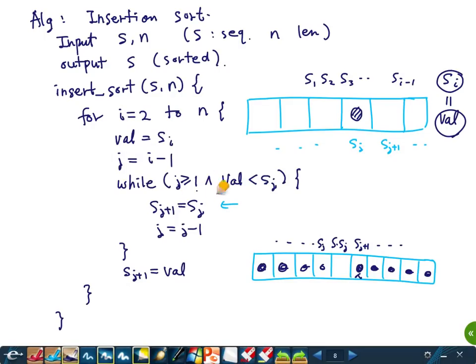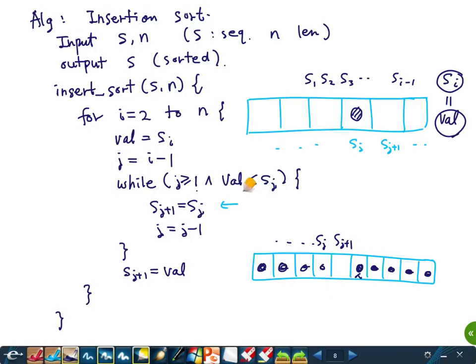And then, if this is true, we will just go on all the way to this. But what happens if this is not true? This is not true if j is either smaller than 1 or val is less than Sj. Let's see what happens if that's the case. So Sj is over here. Sj plus 1 is the place over here.